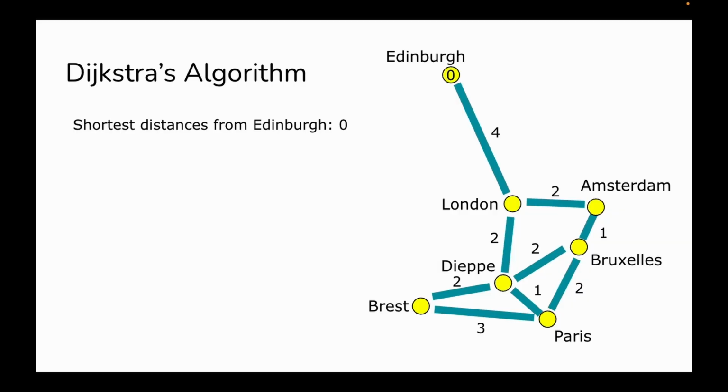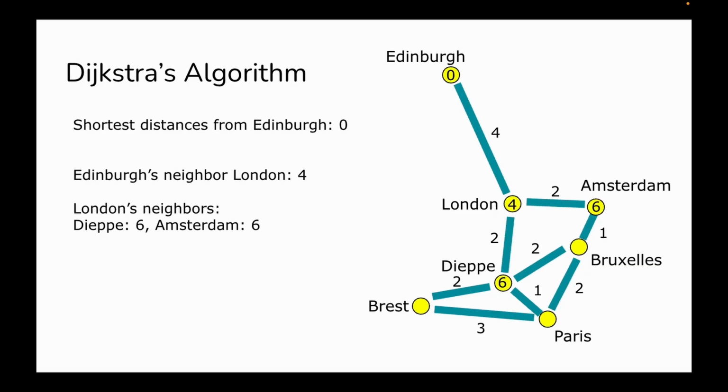For this example, we want to find the shortest distance from Edinburgh. Edinburgh is 0 from itself. Then we look at Edinburgh's neighbor London, and its distance is 4. London's neighbors are Dieppe and Amsterdam. Dieppe's neighbors are Brest, Paris, and Brussels. Amsterdam's neighbors also include Brussels, so we can update the shortest distance from 8 to 7.